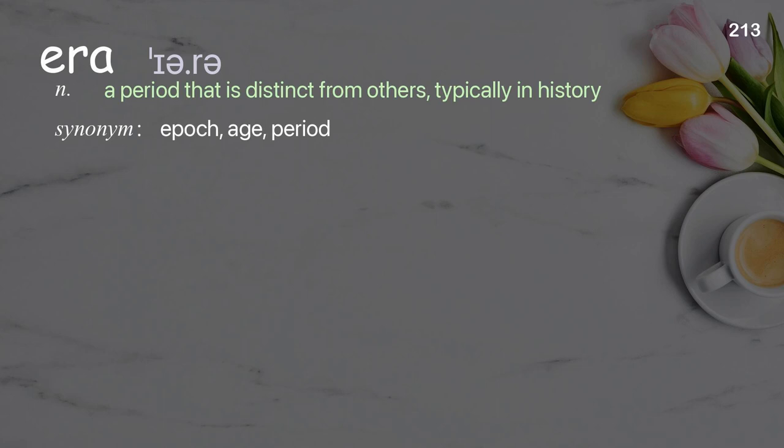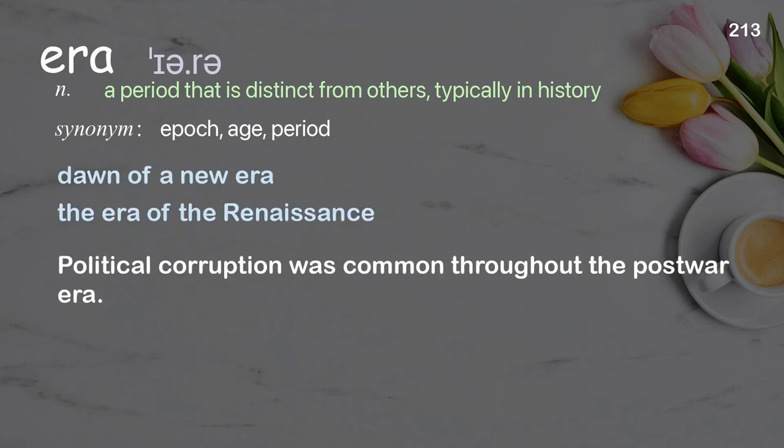Era. A period that is distinct from others, typically in history. Examples: dawn of a new era, the era of the Renaissance. Political corruption was common throughout the post-war era.